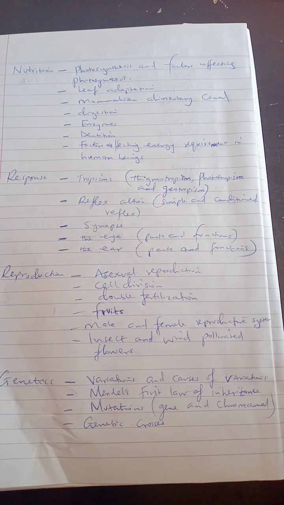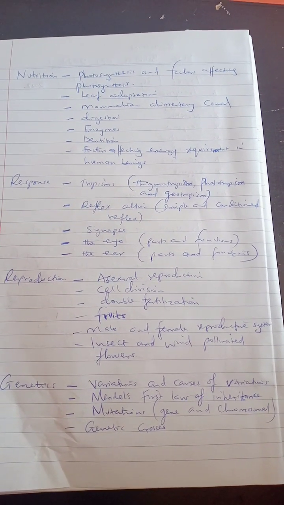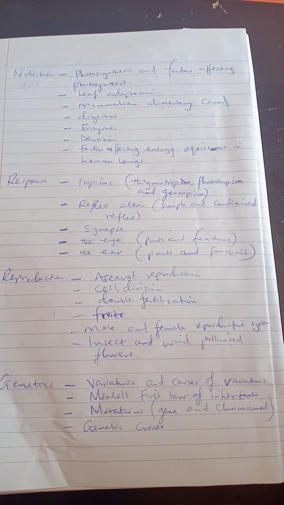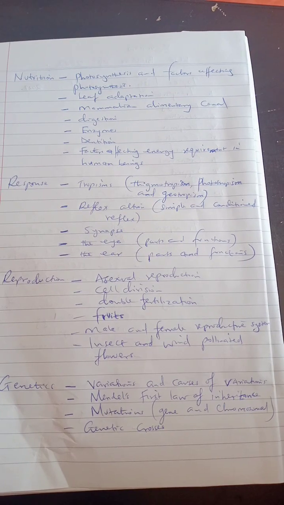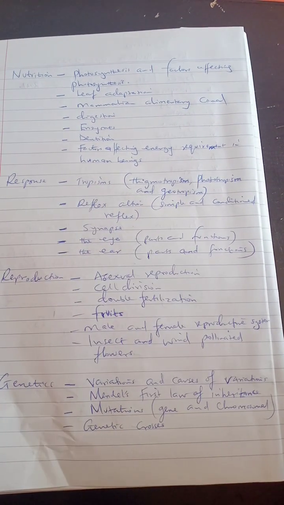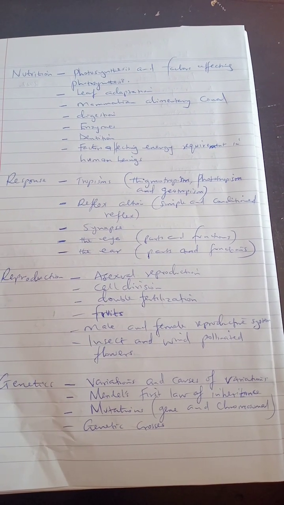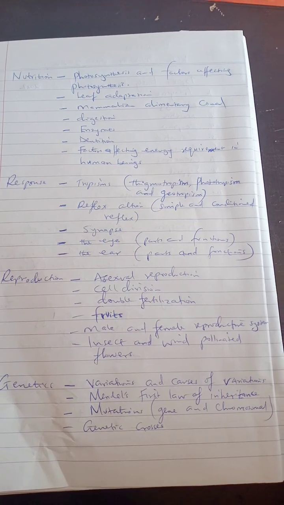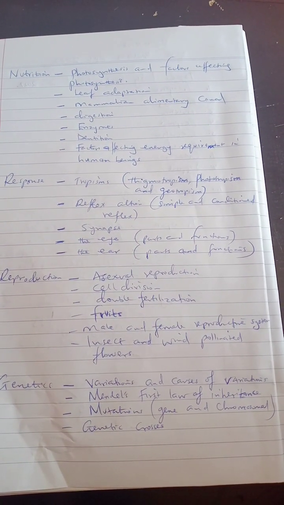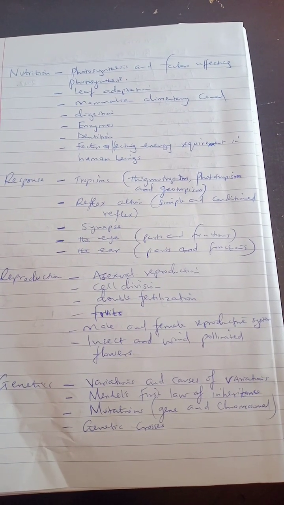And then mutations, both gene and chromosomal mutation. For gene mutation, the most common mutations that are examinable are deletion, insertion, and inversion. You have to remember that. And then conditions that are caused by gene mutation, you have to remember them, like albinism, sickle cell anemia, hemophilia, color blindness. They come from gene mutations.